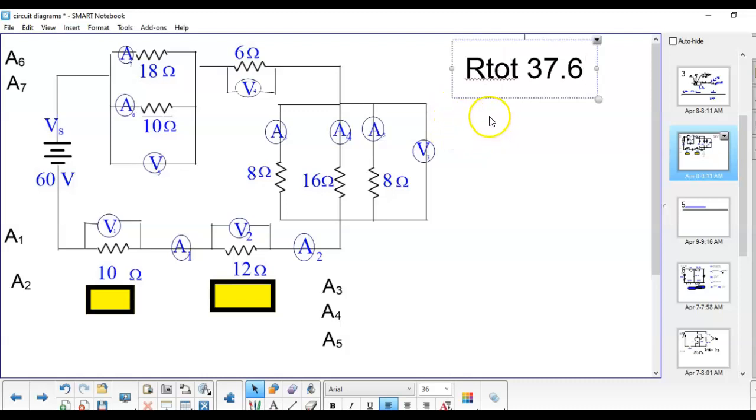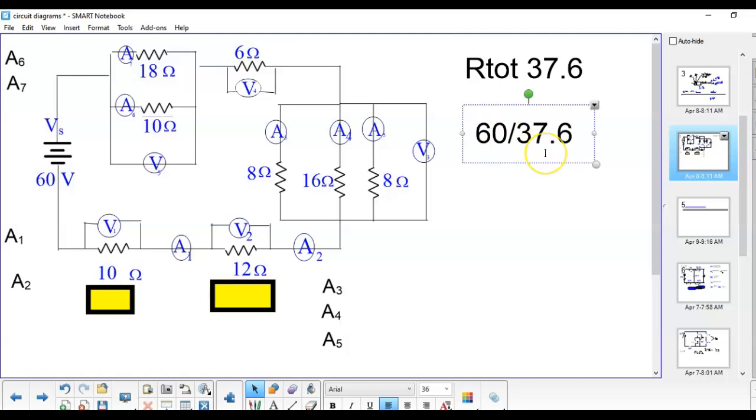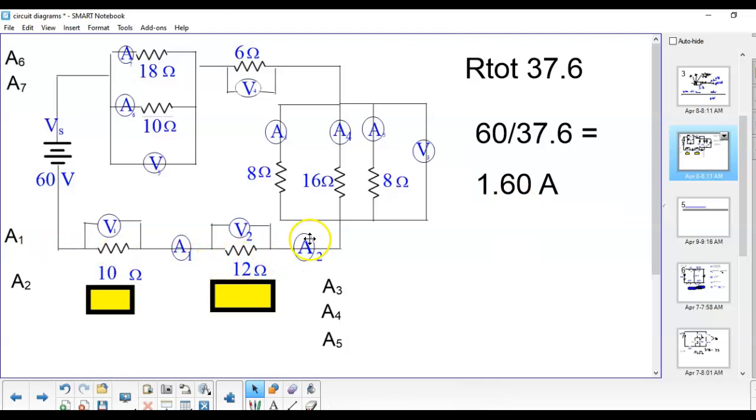Okay. Then, to find the total current, we're going to take our voltage, which is 60, and divide it by the resistance we just found, and that's going to give us a current of about 1.60 amps. Now that is the current that's going to flow throughout this whole series circuit. And so A1 and A2 will both be 1.6 amps.